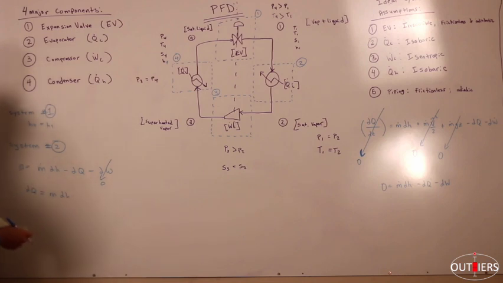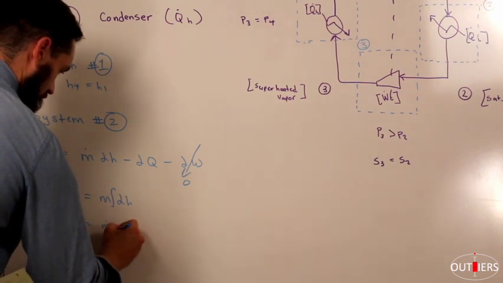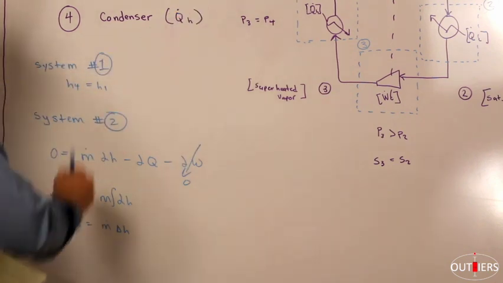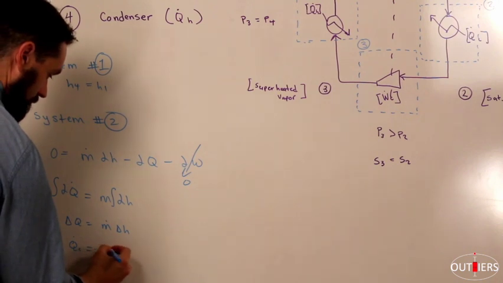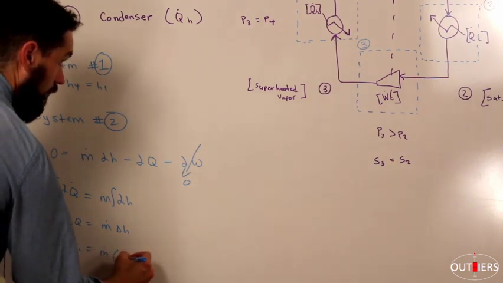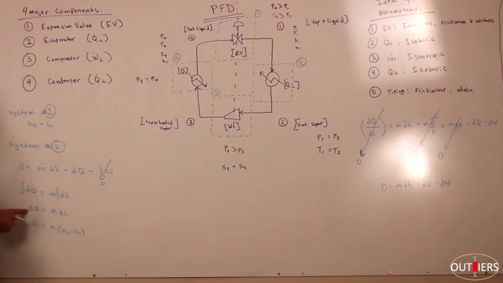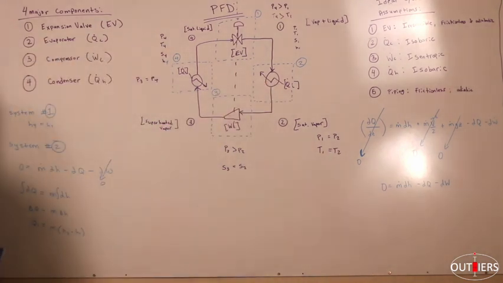And if we further refine this and integrate, what we'll wind up with is dQ is equal to M dH. And so the energy exchange there, which this dQ is QC, is going to be equal to M times H2 minus H1. And notice I just said dQ is QC because that's how we've been labeling this heat exchange right here.